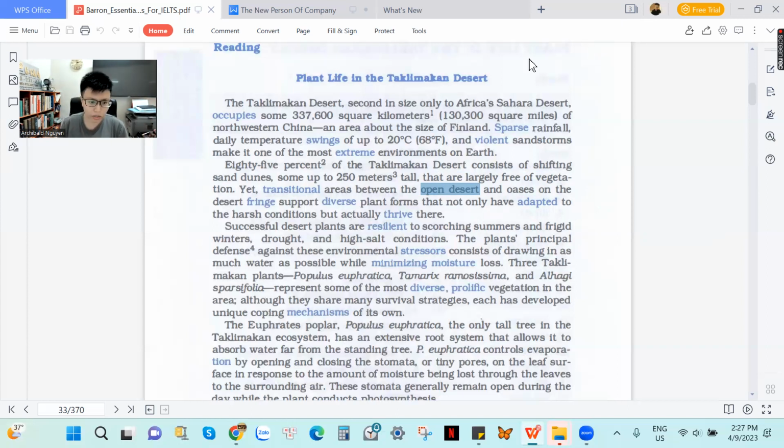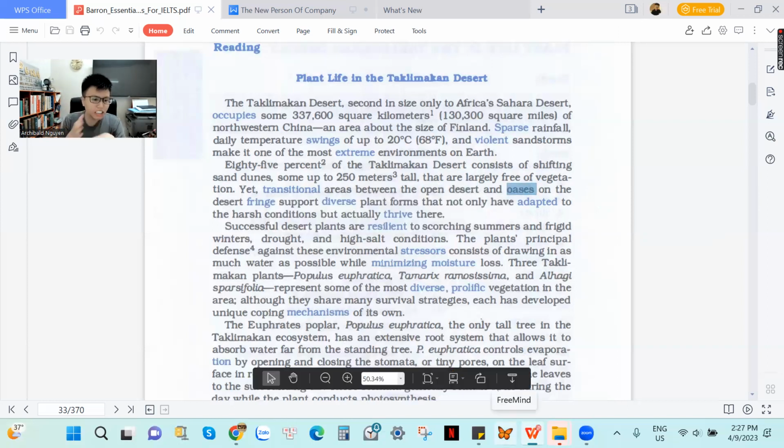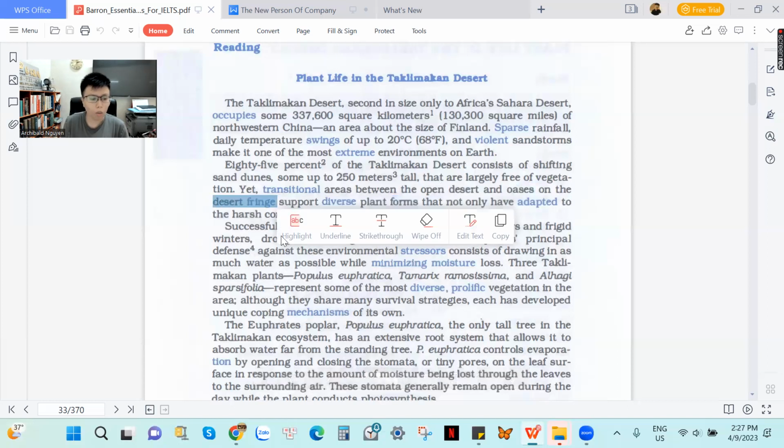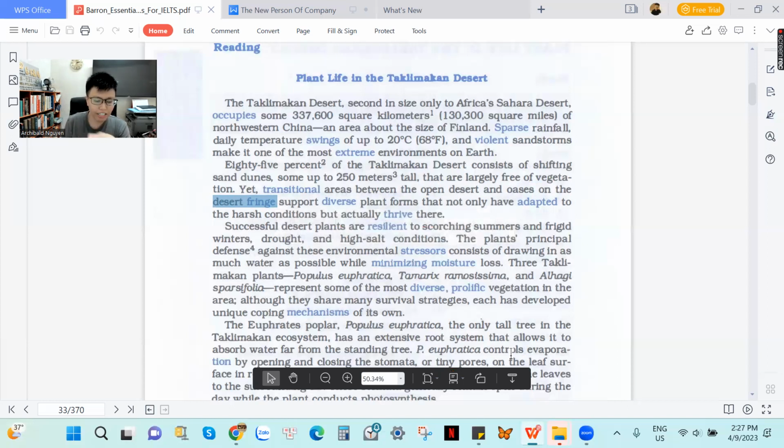That is open desert. Oasis. Oasis is a place between the desert and the ocean. It's like a coastline. So this place is the place between the desert and the ocean, between the desert and the sea. That is called oasis. So the open desert and the oasis on the desert fringe. What is desert fringe? Desert fringe is the desert border. Vietnam has a border against China. China has a border against Vietnam. Border, border. So this is about the desert border, the desert fringe.